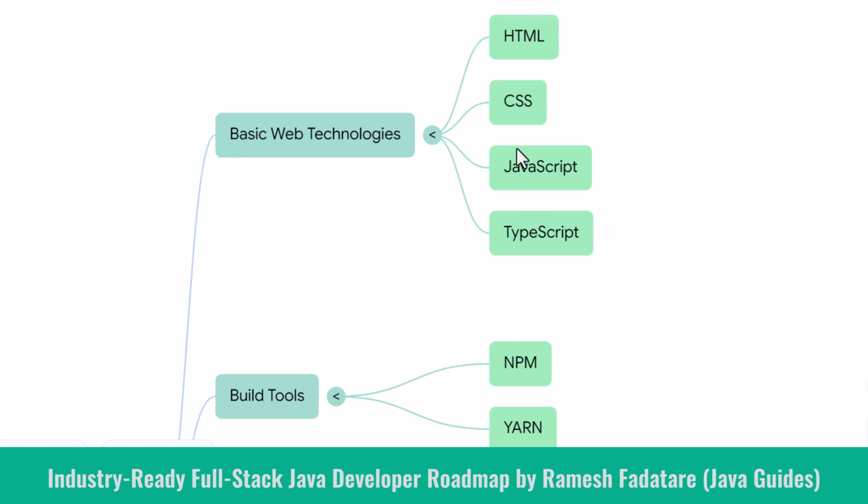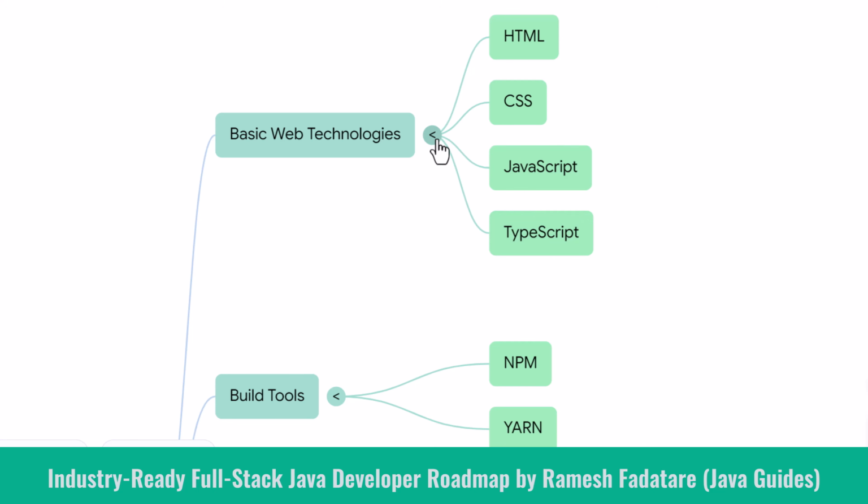Everything in front-end development begins with three technologies: HTML, CSS, and JavaScript. HTML structures your web pages, CSS styles those pages, JavaScript adds interactivity and dynamic behavior. Then you learn TypeScript, a typed version of JavaScript that gives you safer, more maintainable code, especially when working with modern frameworks like Angular or React.